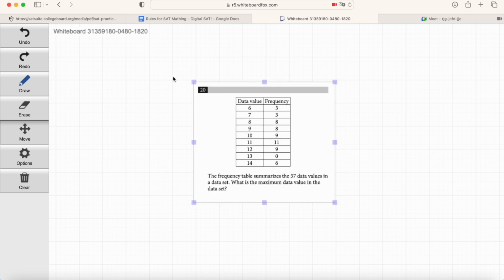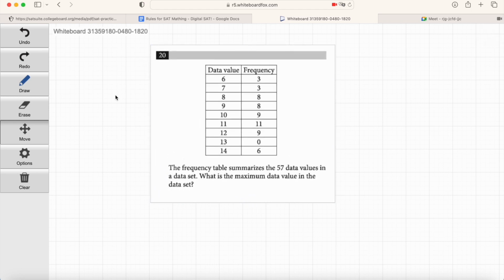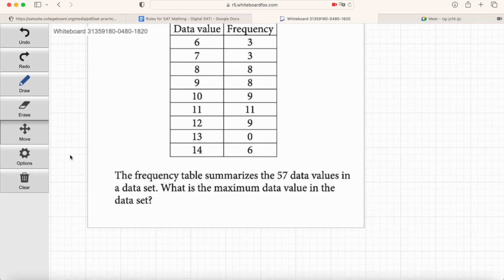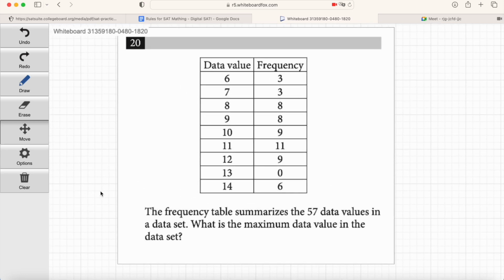Although this one's actually not too bad. Do you see that question up on the screen? Okay. Go ahead and read question number 20 for us, please. The frequency table summarizes the 57 data values in a data set. What is the maximum data value in the data set?